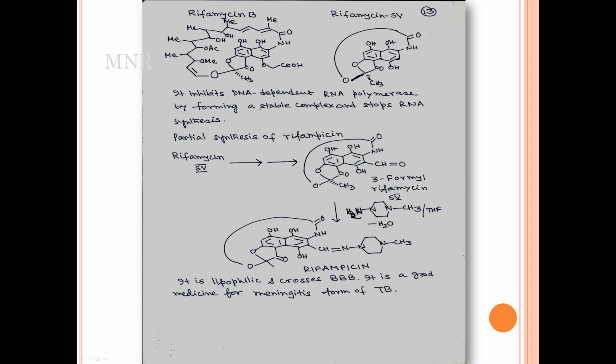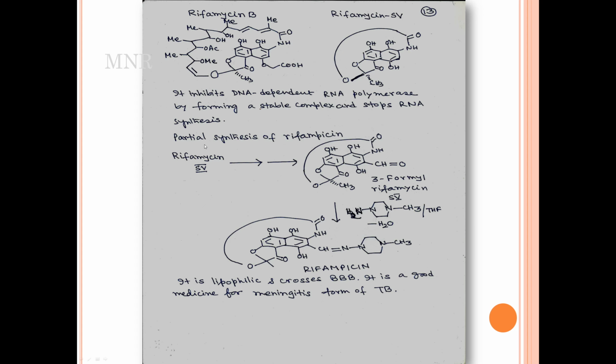So this you already know, it's a transcription inhibitor. It inhibits the DNA dependent RNA polymerase enzyme by forming a stable complex. This medicine forms a stable complex with the enzyme and stops the RNA synthesis, that is messenger RNA. That's why it is called a transcription inhibitor. It stops transcription.